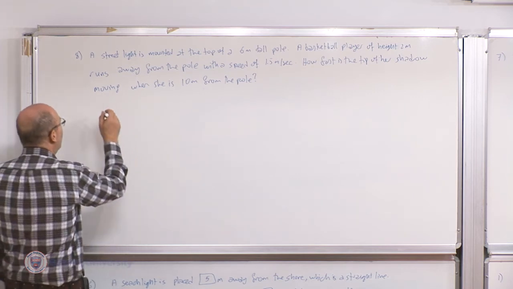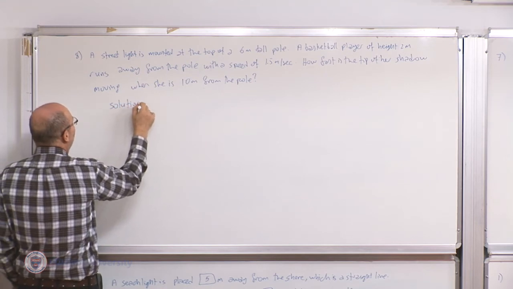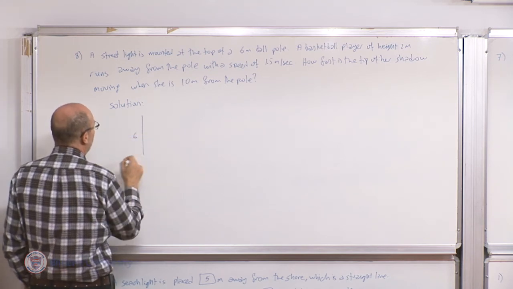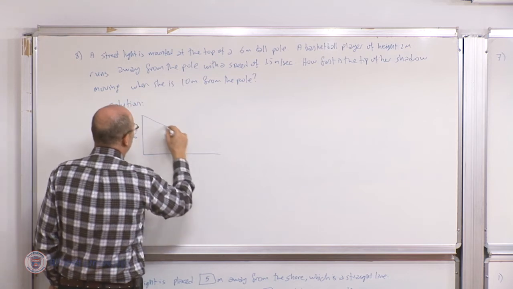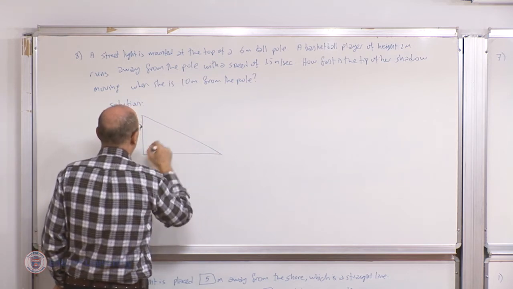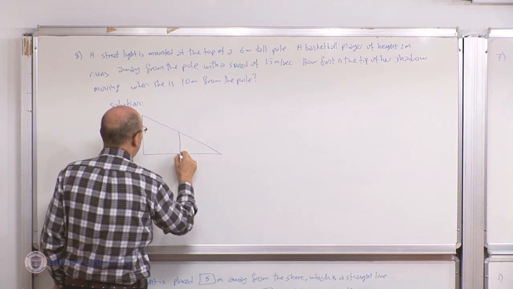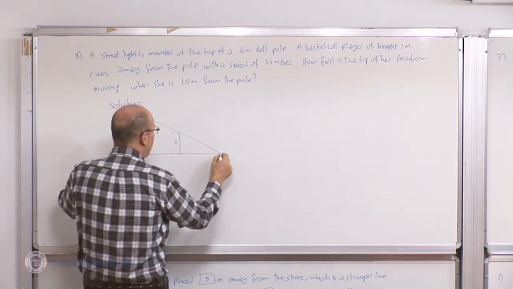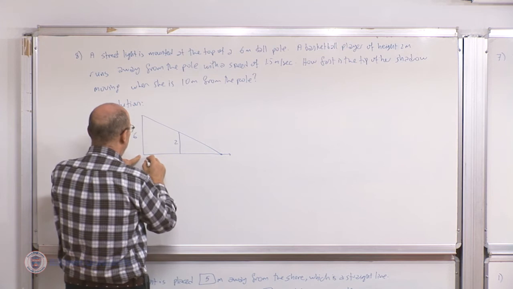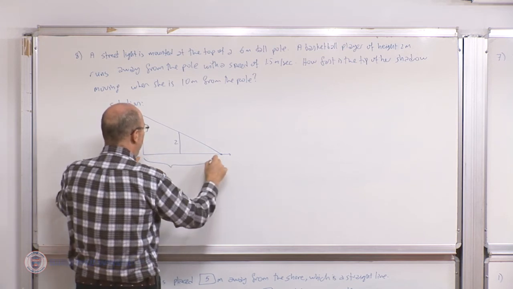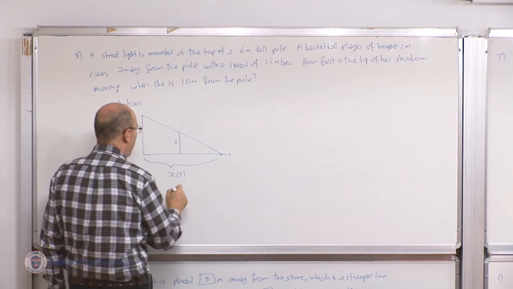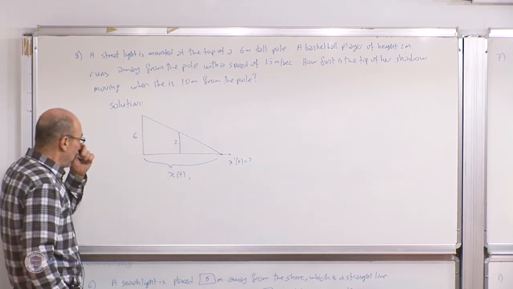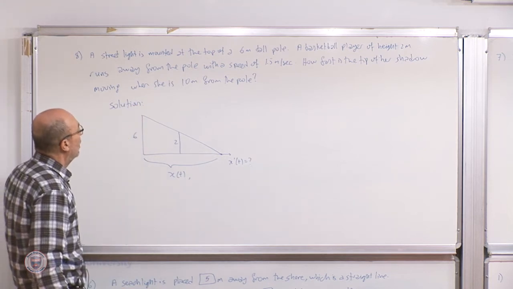Okay, so let's think together. So this is the pole of 6 meters. Okay? So there is the shadow, and if this is 6, maybe this is 10. And this is also always fixed, 2. So we are interested in how fast this thing is moving. So let's give this whole thing a name. So let's say this is x of t. Okay, so we want x prime of t. That's the question.